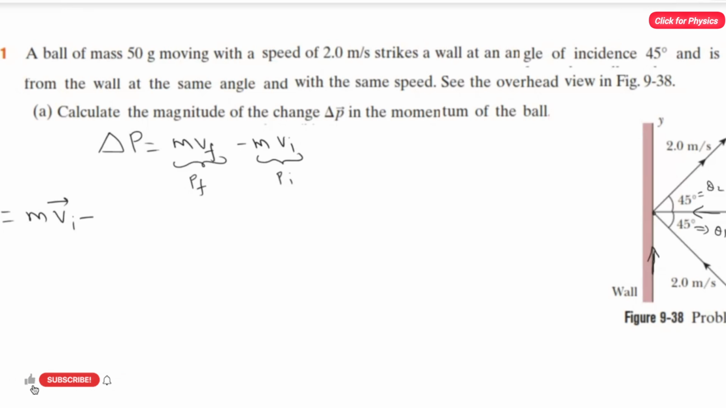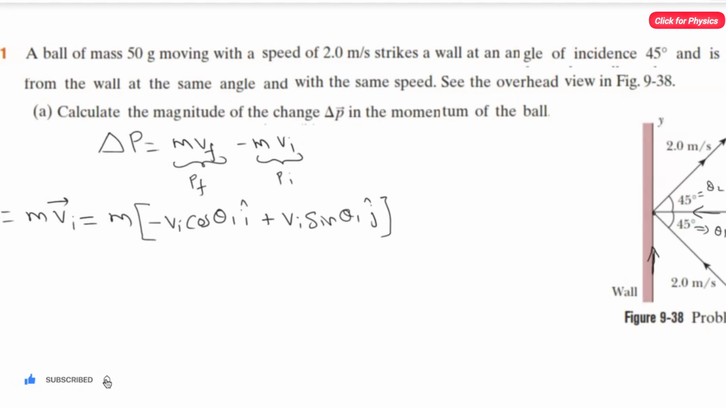So we can write this as mass multiplied by, where x component is moving to the negative direction, so we have to write minus vi multiplied by cosine of theta 1 i cap. And then we have to write its y component and it is moving to the positive direction. So plus vi sine of theta 1 and its unit vector is j cap. That's it. Clear?